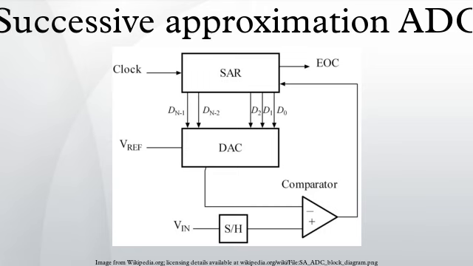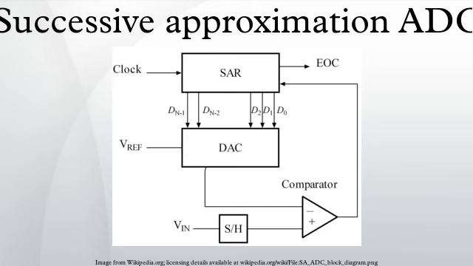A successive approximation ADC is a type of analog-to-digital converter that converts a continuous analog waveform into a discrete digital representation via a binary search through all possible quantization levels before finally converging upon a digital output for each conversion.